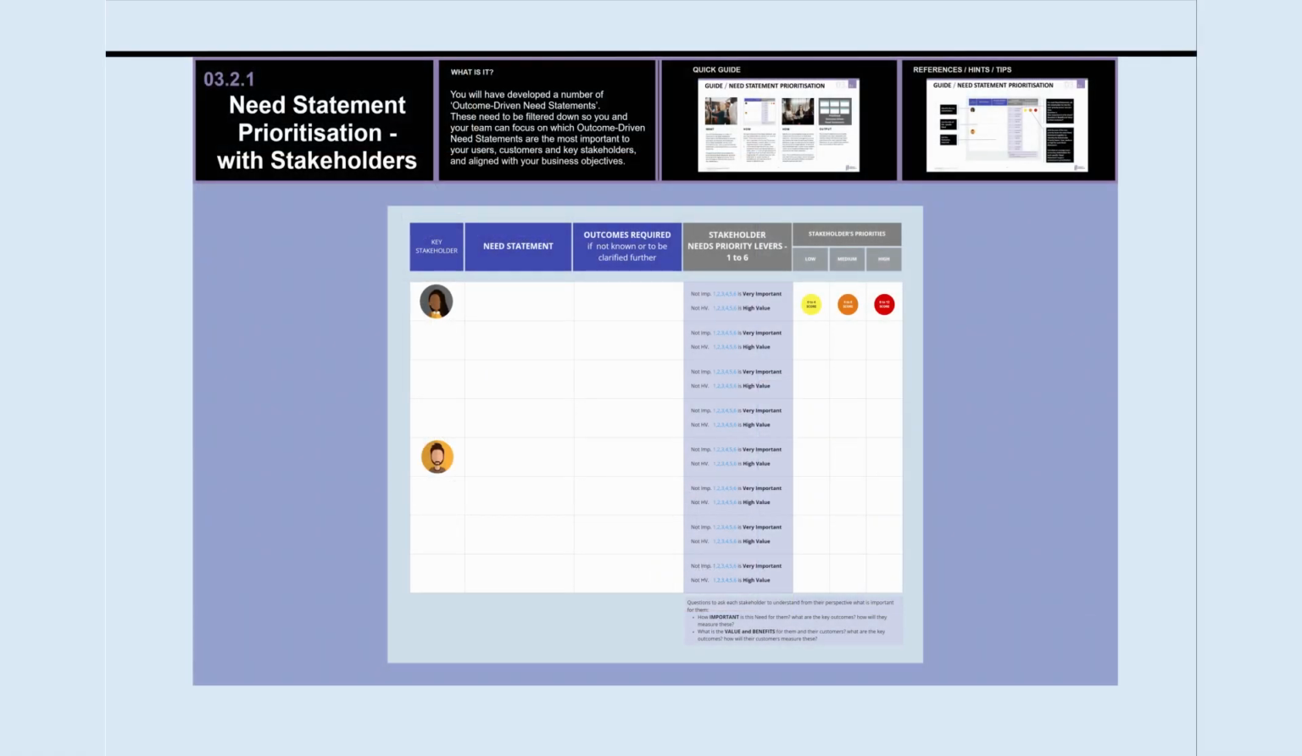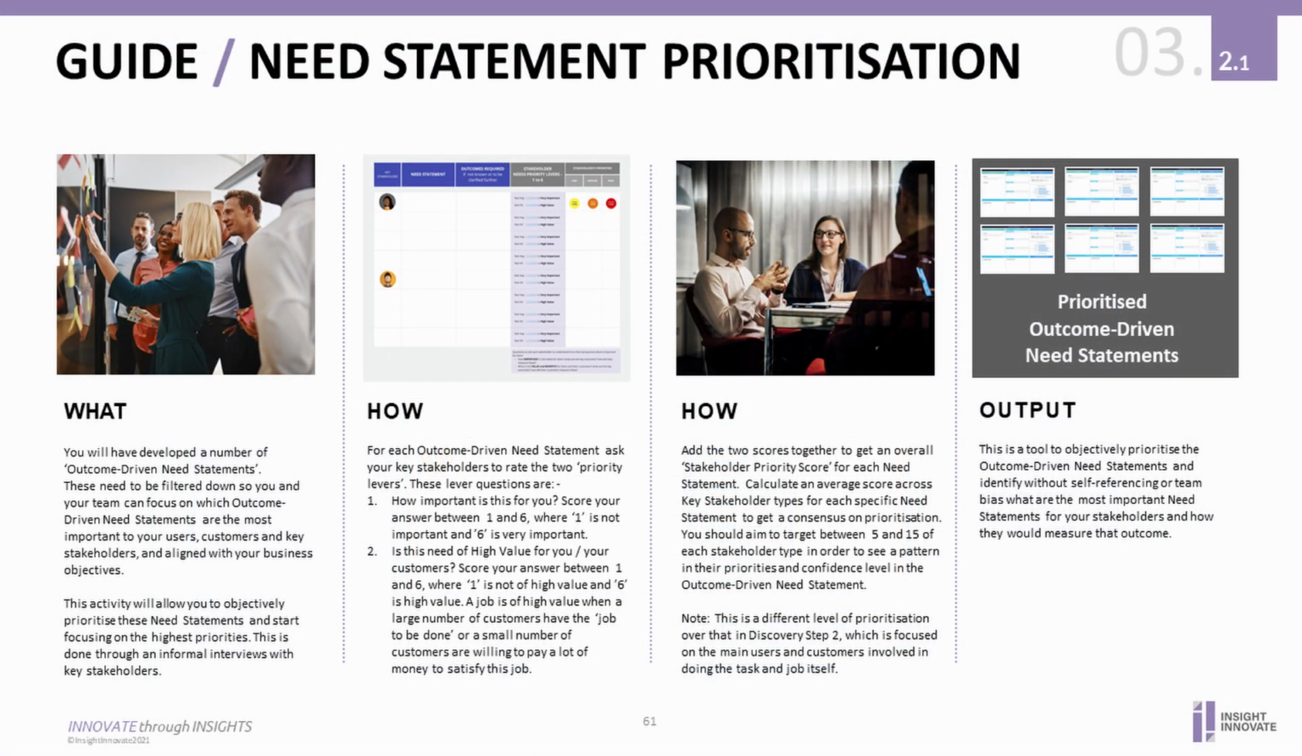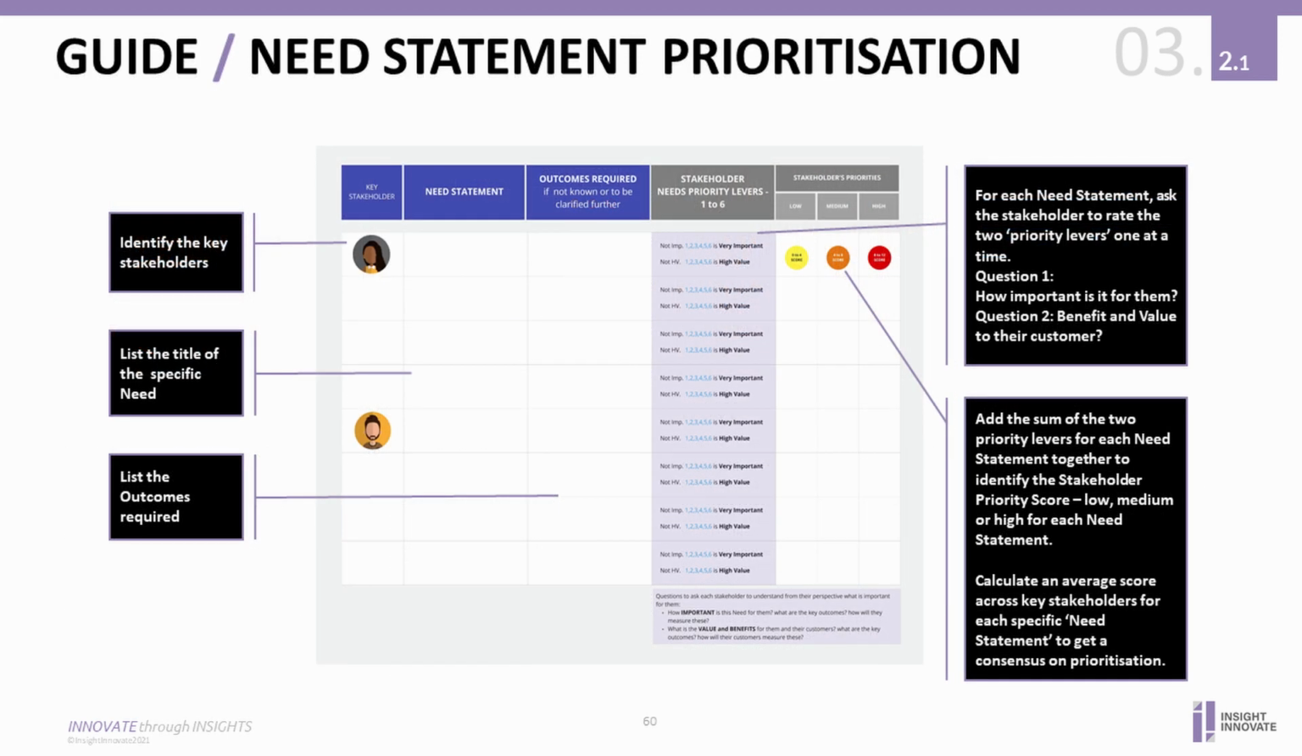As part of this activity, your key stakeholders will be asked to rank each outcome-driven need statement based on 2 questions. We recommend undertaking this activity with a minimum of 5 of each stakeholder type, where possible, in order to get a consensus in the prioritization. The number of stakeholder types will differ greatly depending on the industry sector and ability to gain access to them.